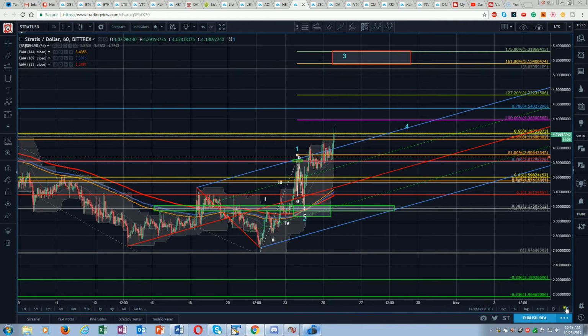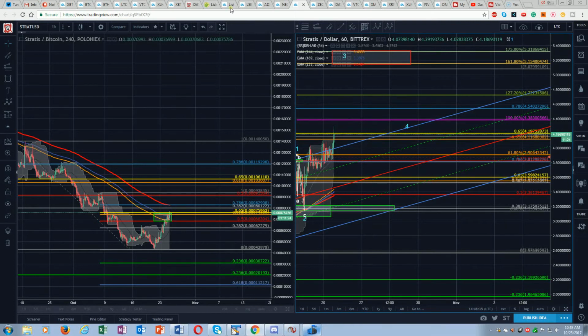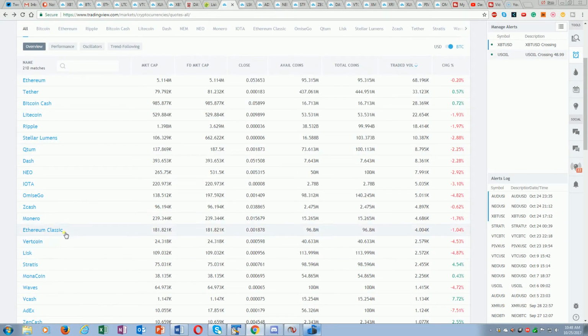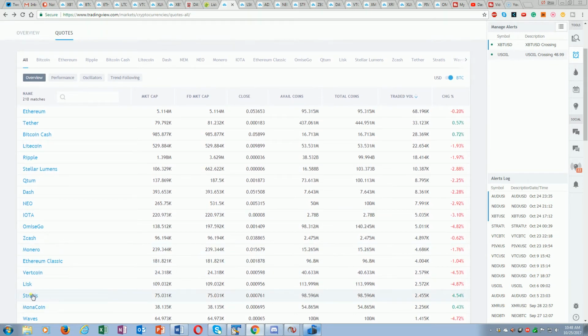Now let's look at it against Bitcoin. If we go back to our list here, we can see that, where'd we end up here? Stratis was, we're in the top 20-ish here. 4.5 for the day, pretty good trading volume. So let's look at it.